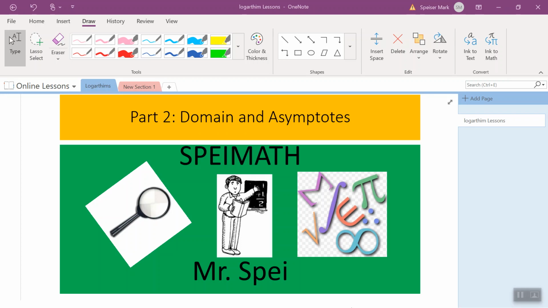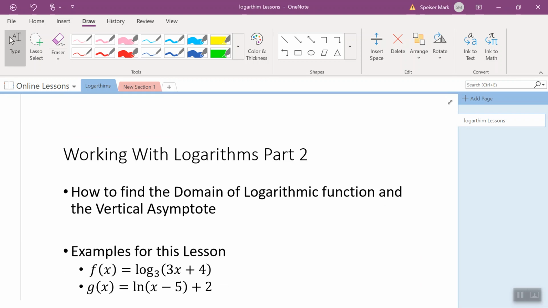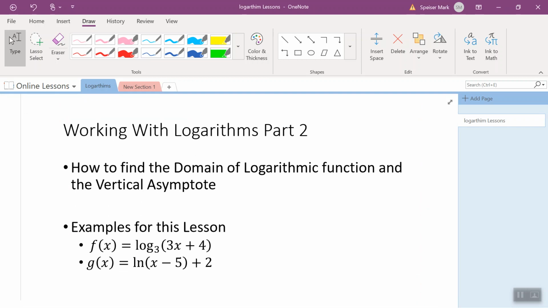This is Mrs. Spy, and this will be part 2 of my series on logarithms, on how to find a domain and asymptotes, including how to find the x and y intercepts of a logarithmic function when they exist. On to the introduction to this lesson: how to find the domain of logarithmic functions and the vertical asymptote.